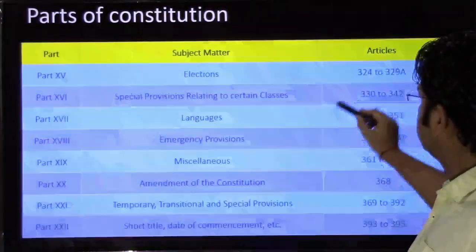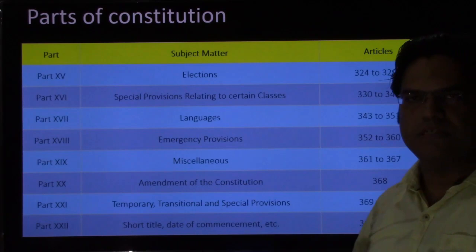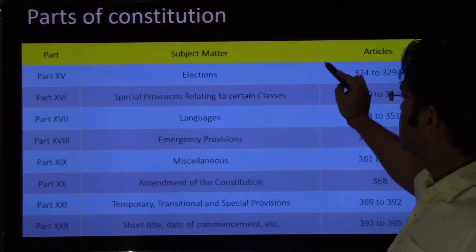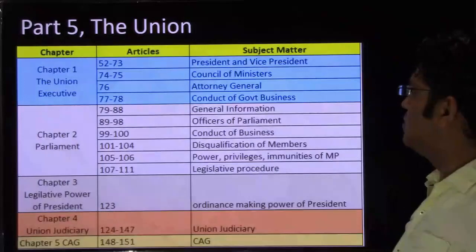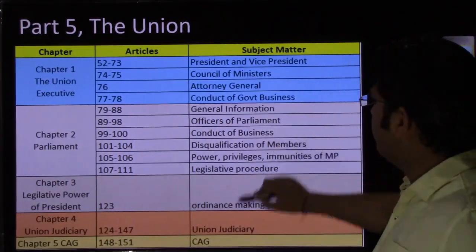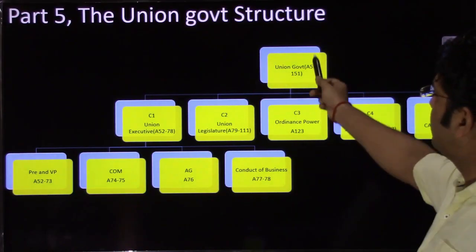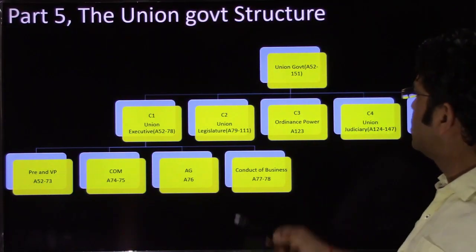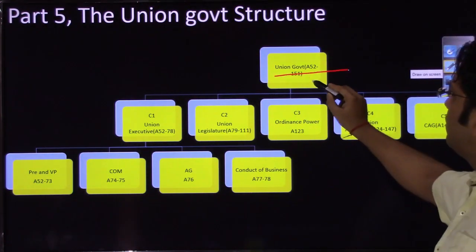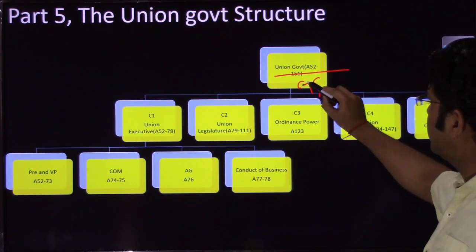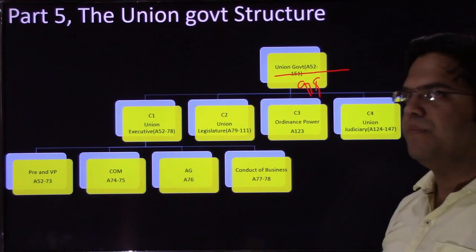So these are the 22 parts of the Indian Constitution. This is in addition to the chapters, just to make things clear to you. I was talking about the chapters that Part 5 has. This is in a structural format. This is Part 5 of the Indian Constitution that deals with the union government. You have 99 articles dedicated to this union government, Article 52 to Article 151.